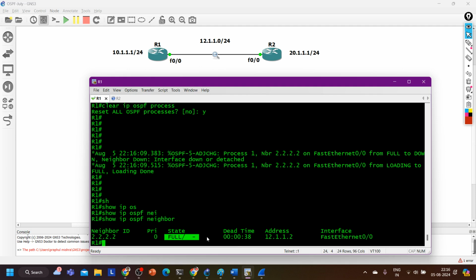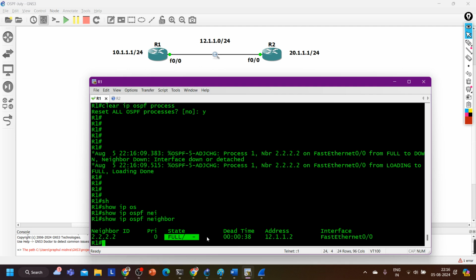So that's why network type is most important, and it depends on the scenario. By default the network type on a FastEthernet link is broadcast, but if you are connecting two routers together, then the network type should be point to point. We'll see the reason, everything step by step. Don't worry, we will have one separate session on network type. So this is also one neighborship parameter.